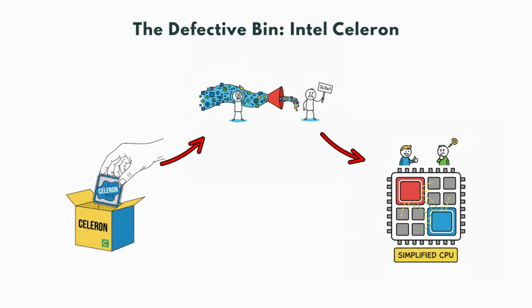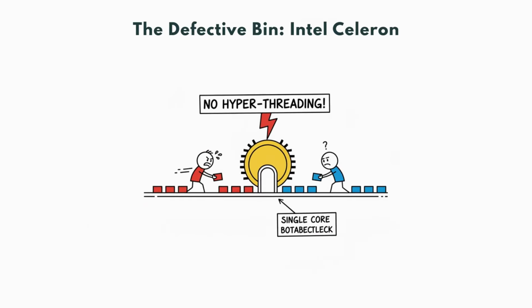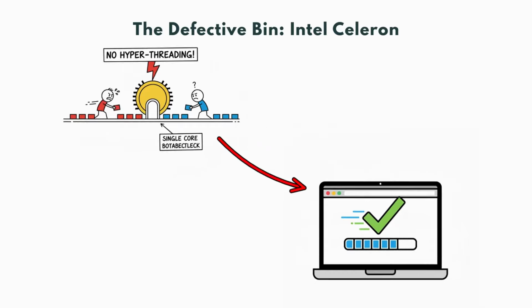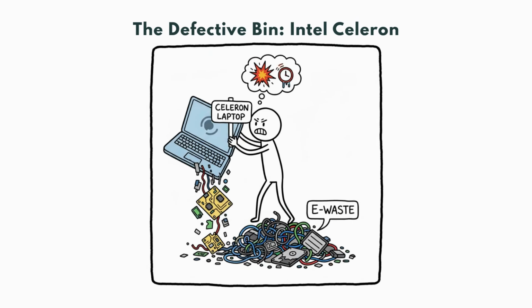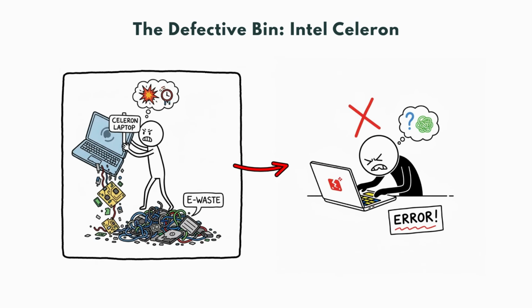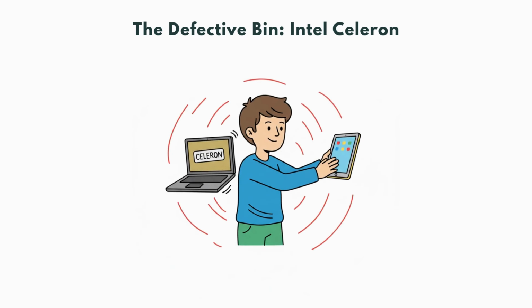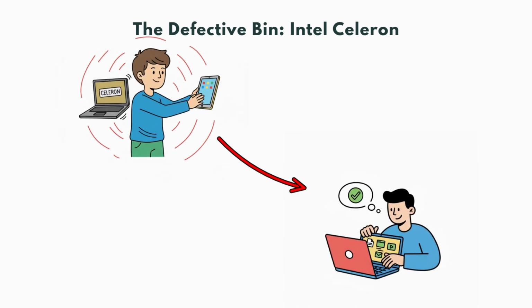The pain was the bottleneck. These chips often had only 2 cores and no hyperthreading. Opening a single browser tab was fine. Opening 2 caused the system to hang. They were e-waste sold as computers, creating a frustrating user experience that often drove consumers toward tablets or Chromebooks.